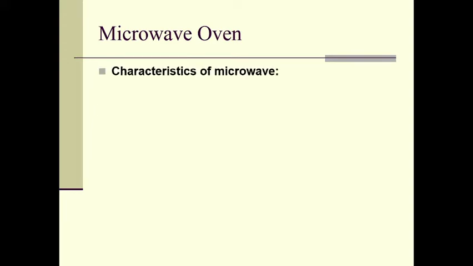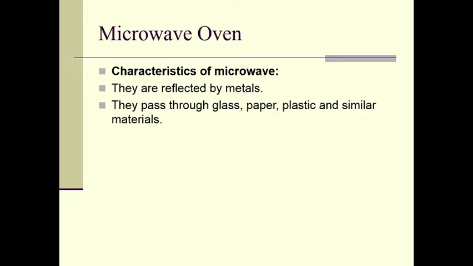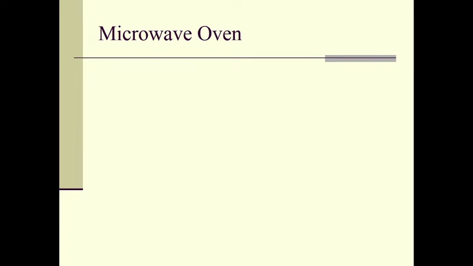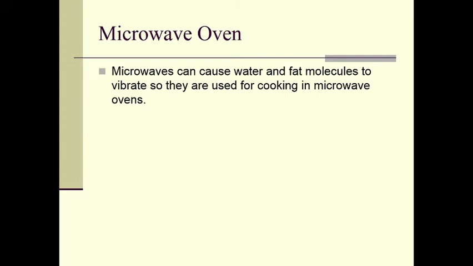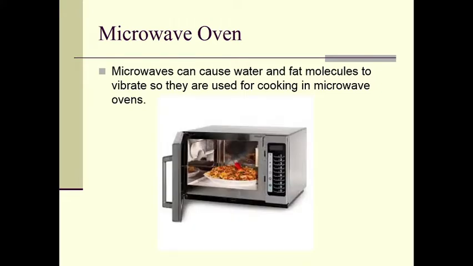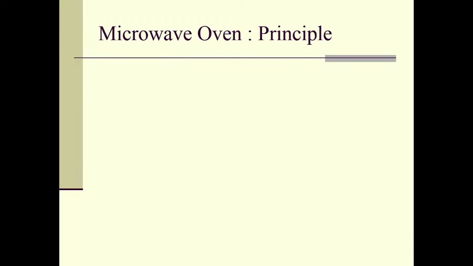So let us study the characteristics of microwaves. They are reflected by metals. They pass through glass, paper, plastic, and similar materials. They are absorbed by food. Microwaves can cause water and fat molecules to vibrate, so they are used for cooking in microwave ovens. So this is a typical microwave oven used in the household.